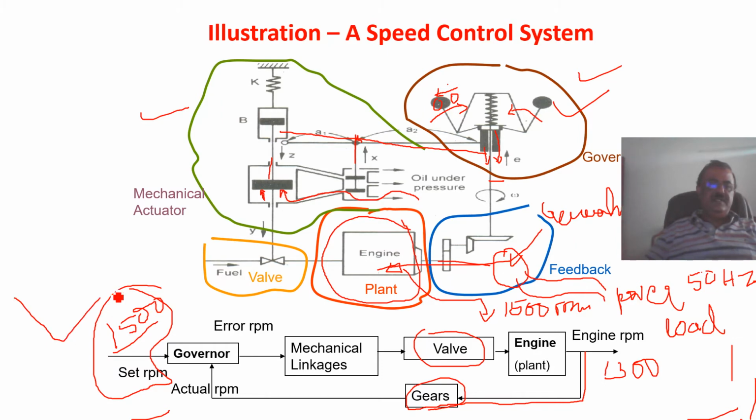Here, this you call the set value or the desired value, and this you call the actual value. The variation in load or whatever it is, you can call a disturbance. If there is no disturbance, it will keep working continuously. The moment there is a disturbance, there will be a change in these parameters and it will immediately initiate a corrective action. So the governor becomes the controller, these mechanical linkages become the actuators, the engine becomes the plant, and the gears act as feedback devices.